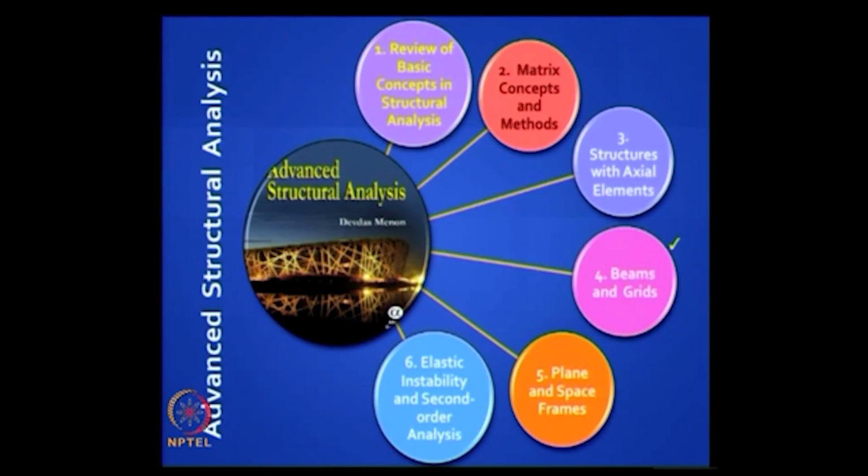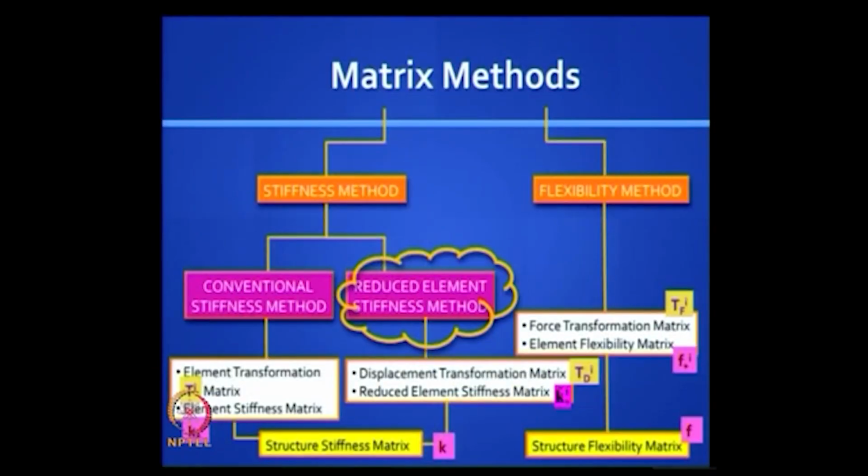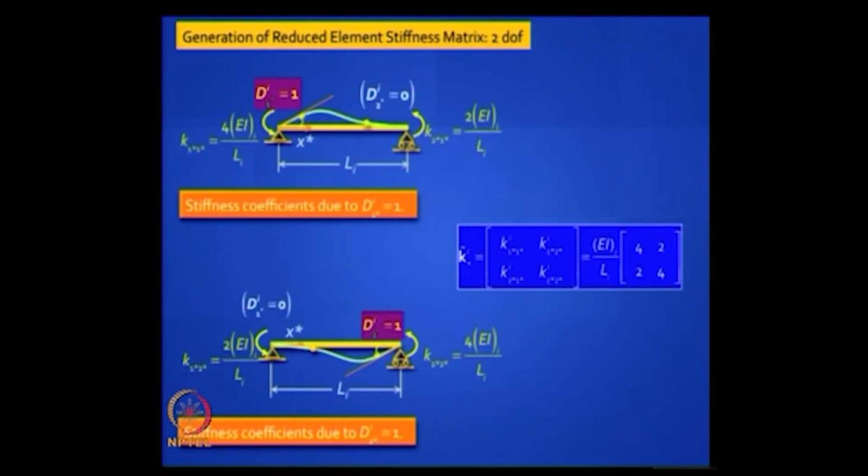And after that we will do again reduced stiffness method for the grid element and the conventional stiffness method. This is covered in the chapter on beams and grids in the book on advanced structural analysis. Of the three methods, we are now looking at reduced element stiffness method. If you recall, we learned how to derive the stiffness matrix using various techniques. The easiest is a physical approach.